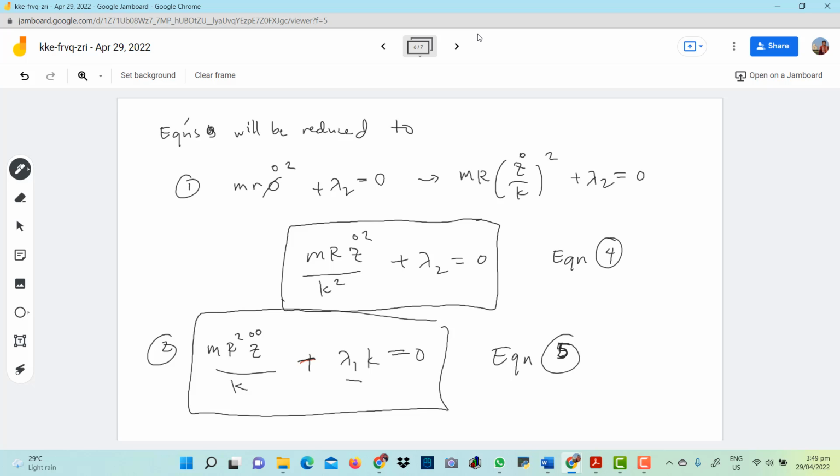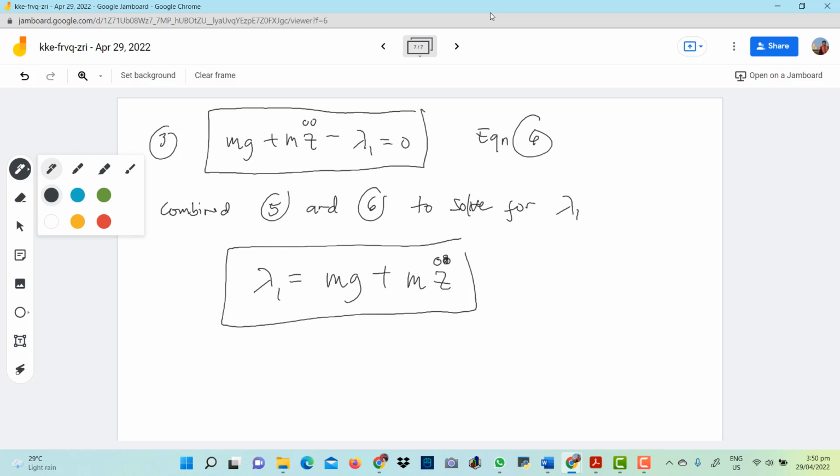From equation 3, lambda k. Oh, the k should not cancel out. Yeah, this is for equation 3. Sorry.